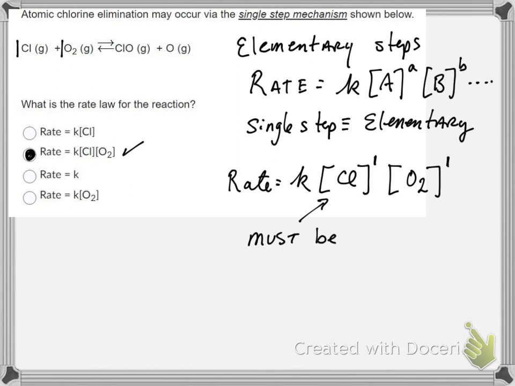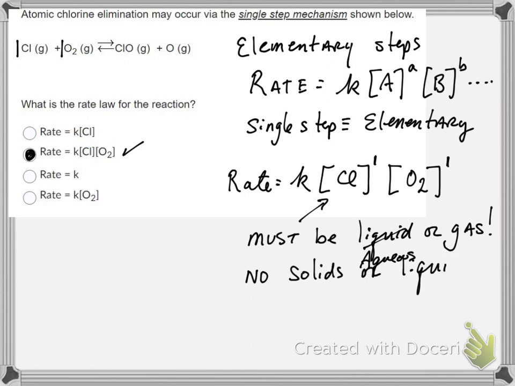Same rules as we have for equilibrium constants. Must be aqueous or a gas. So that's supposed to be aqueous there. Aqueous or a gas, right? No solids or pure liquids. Must be aqueous or gas.